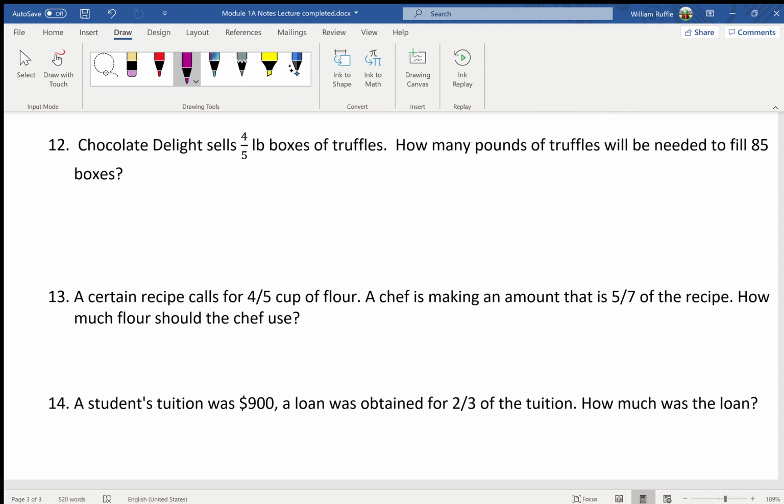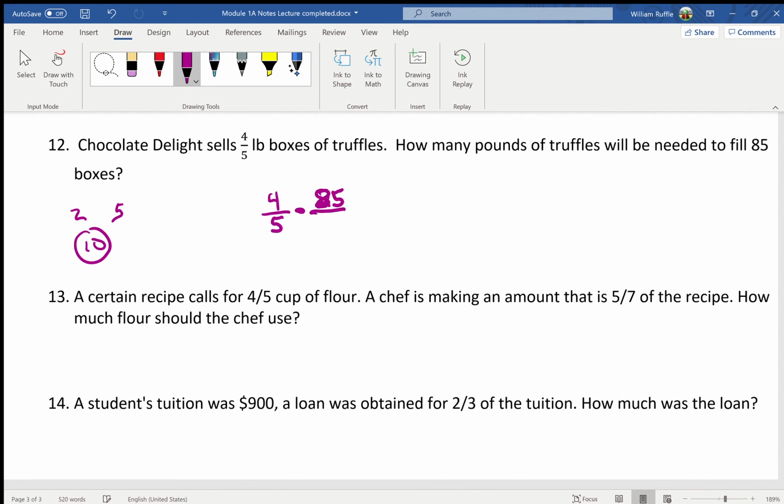So we have 4/5 of a pound of truffles in a box. Okay, so how many pounds of truffles would be needed to fill 85 boxes? Okay, so let's make it simpler. Let's say there was 2 pounds in a box, and we wanted 5 boxes. So that means I would need 10 pounds to fill it up. So really, these are multiplication questions. And if you notice, we really only talked about multiplying this section, so that makes it a little bit easier.